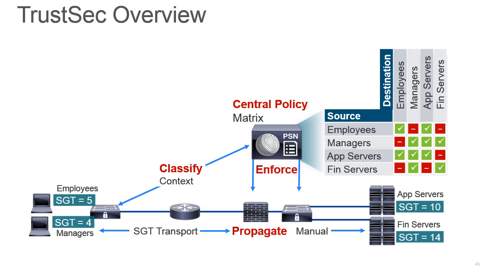TrustSec-capable downstream devices can permit or deny access based on these tags by using a new type of access control list, or ACL, implemented on switches as a security group ACL or SG-ACL, and on firewalls as an SG firewall. Let's dive in.